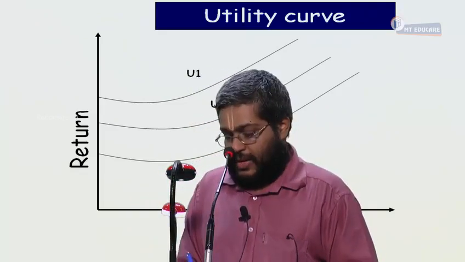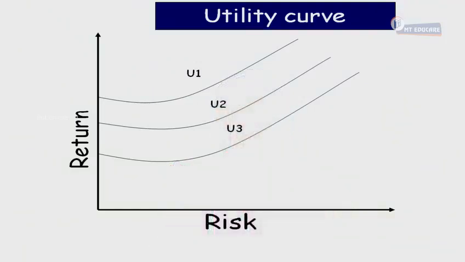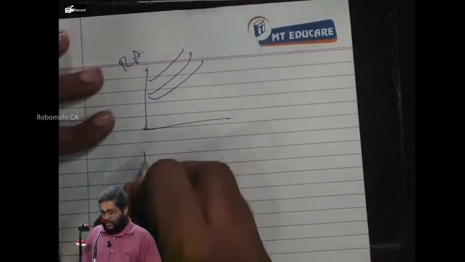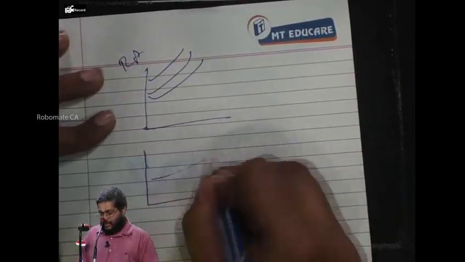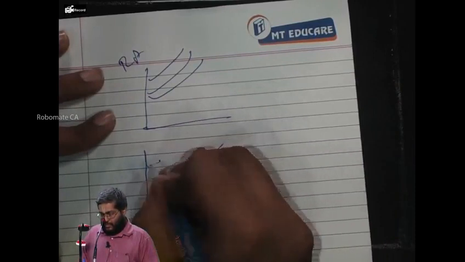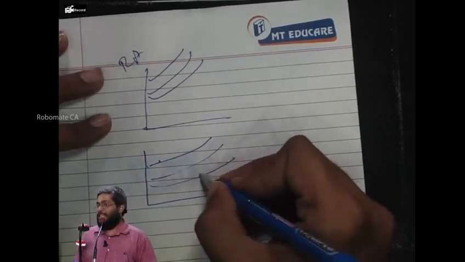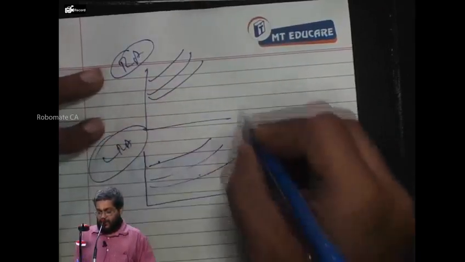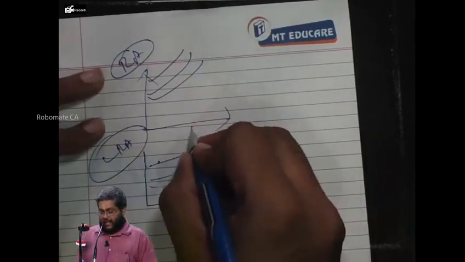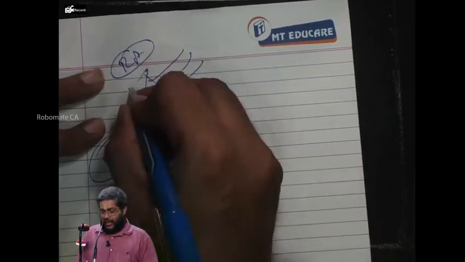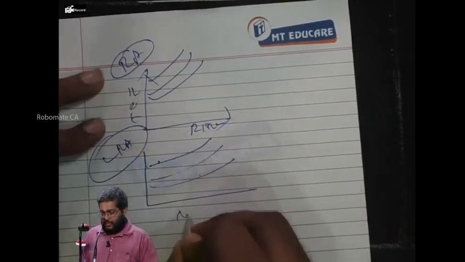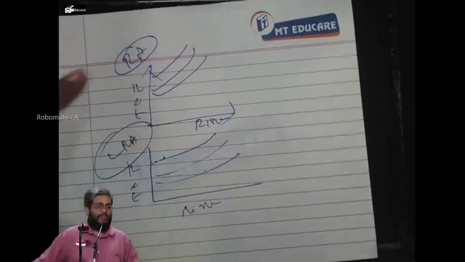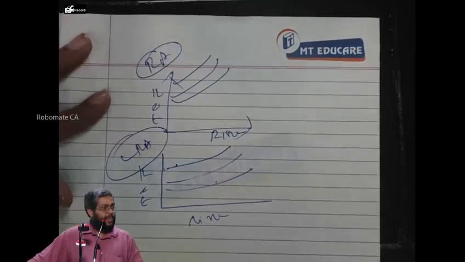Now, just quickly draw this. This is what? Risk-averse. The next diagram is much less steep. This is what? Less risk-averse. You all know the x-axis is what? Risk, and the y-axis is what? Return.